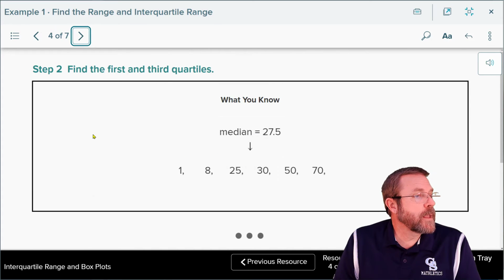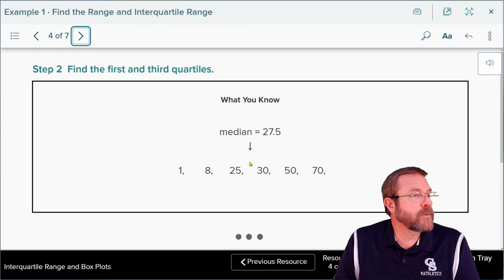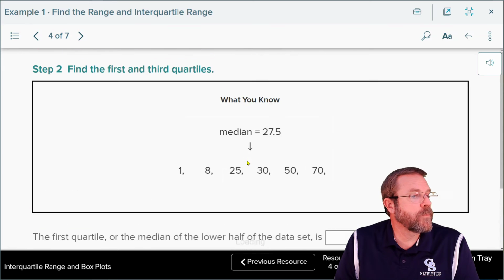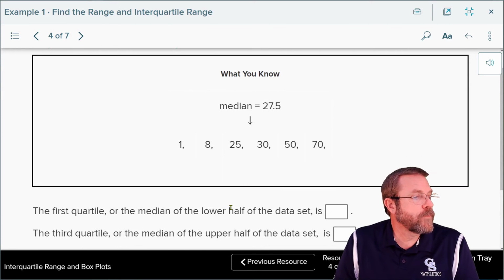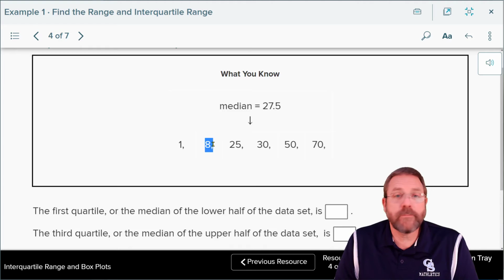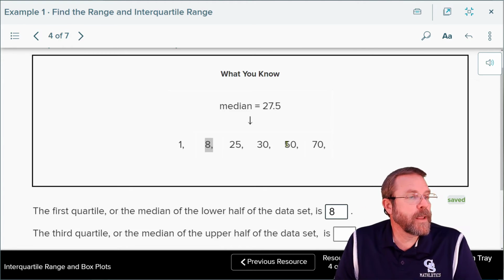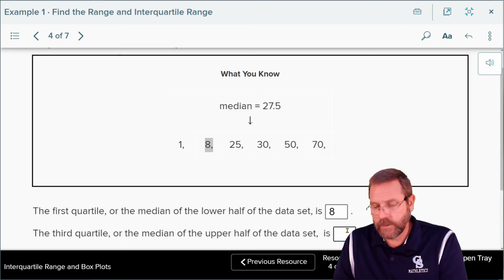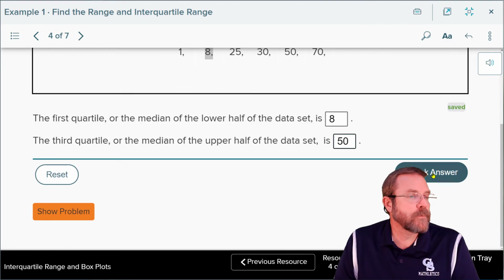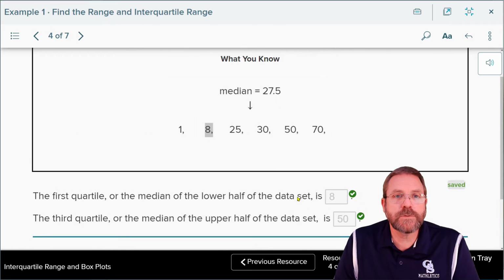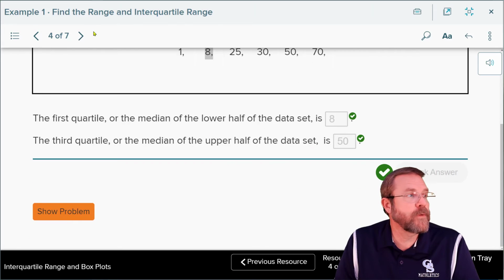We got the median is 27.5, which is what we came up with. Let's see what else they want us to know. The first quartile is going to be the median of the lower half, and if you look right here, the median of the lower half is 8. And then the median of the upper half is going to be 50, which goes right here. We're going to hit check our answers, and those check. It really is that simple. So the first quartile is going to be 8, and your third quartile is going to be 50.